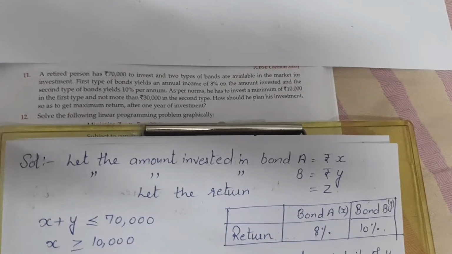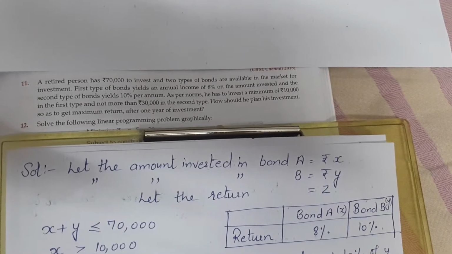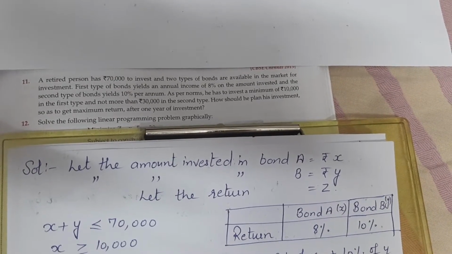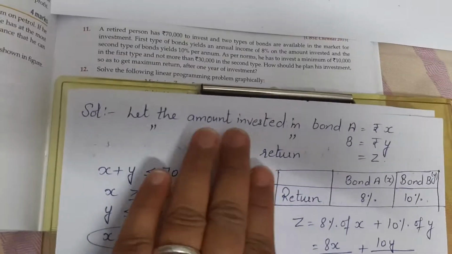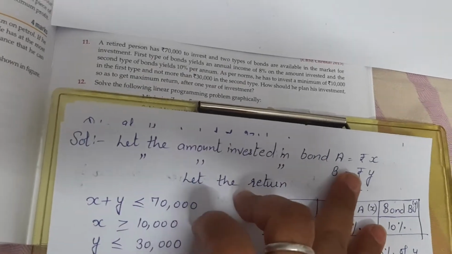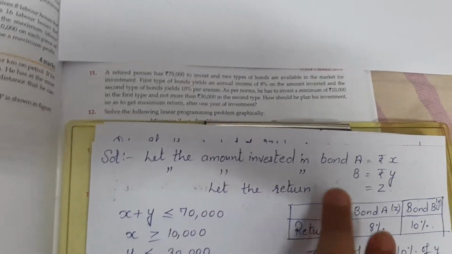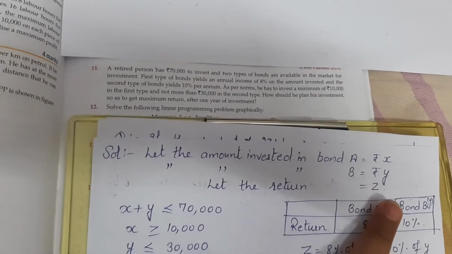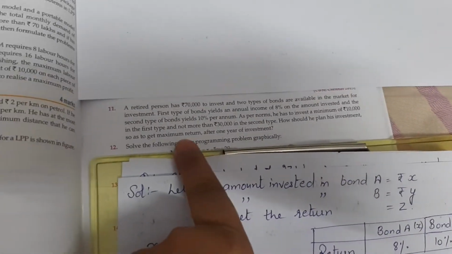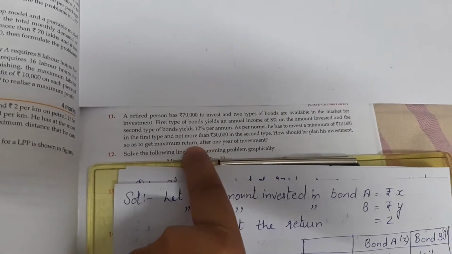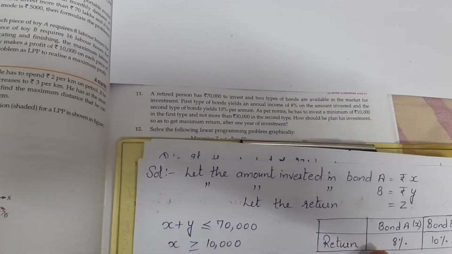Okay, now the question is saying a person is having 70,000 and he wants to invest in two types of bonds. Let it be bond A and bond B. Now, the amount invested in bond A is rupees x, and we have taken another assumption that bond B's investment is rupees y. And again he is asking about maximum return. That means it will give us z's equation. So let the return be equal to z.